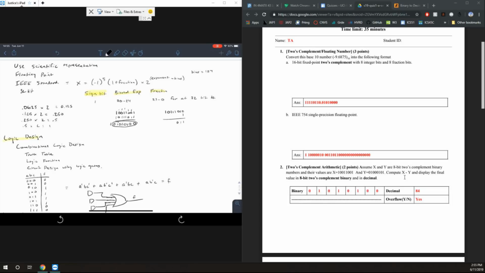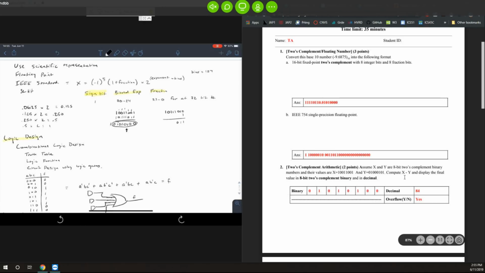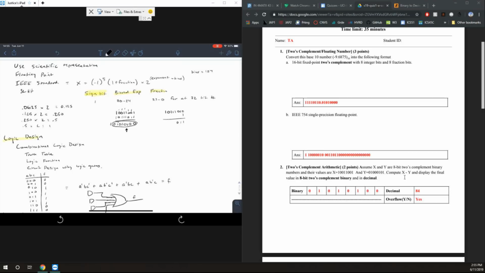And then it's an overflow, because you're adding two negative numbers together, and then you just turn this into a decimal number. Is there a reason the decimal is 84 instead of negative 84? Oh wait, yeah, I'm stupid. Never mind. I don't want to talk about it.